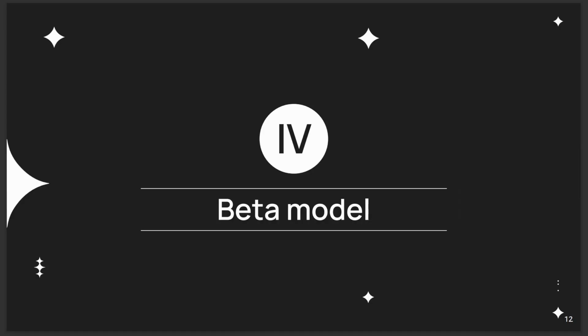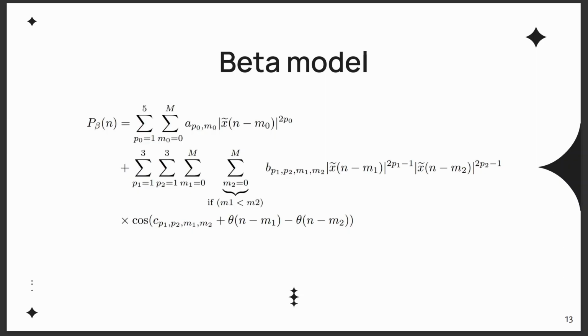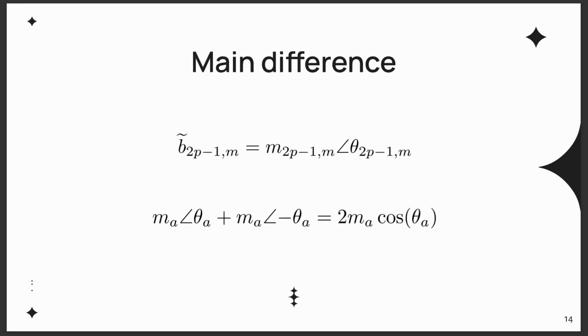Beta model. In spite of the fact that both models use the complex memory polynomial as their foundation, we derived a new model named beta, where P beta is the output power estimated and A, B, C are the real coefficients. The main difference between the two models is that in the beta model, we open the complex coefficients in the polar format, as shown in the first equation. This change made possible the mathematical simplification presented in the second equation.